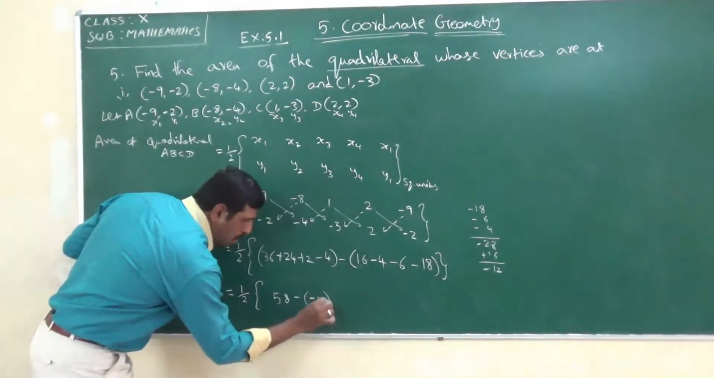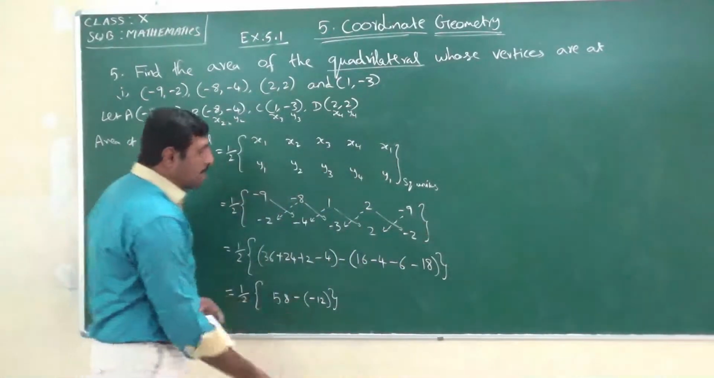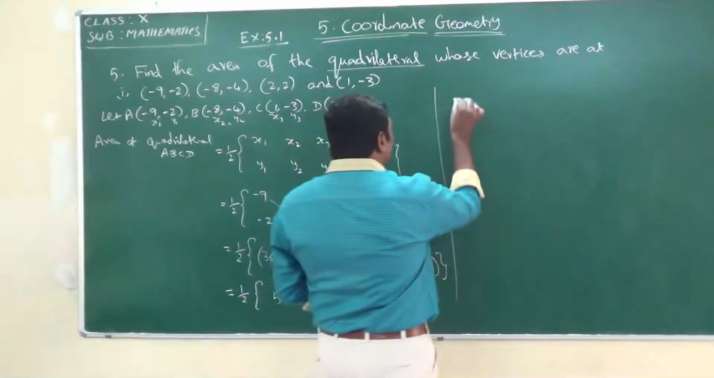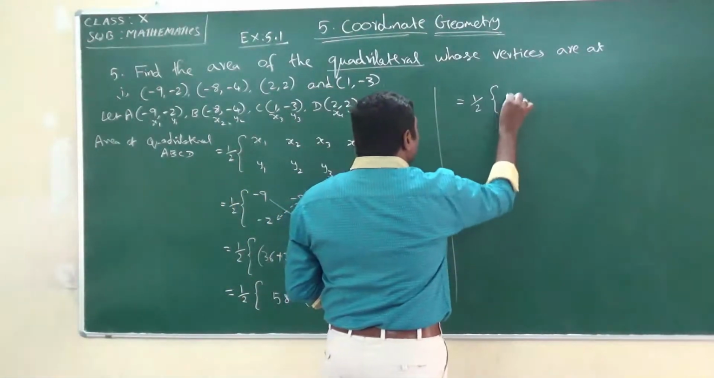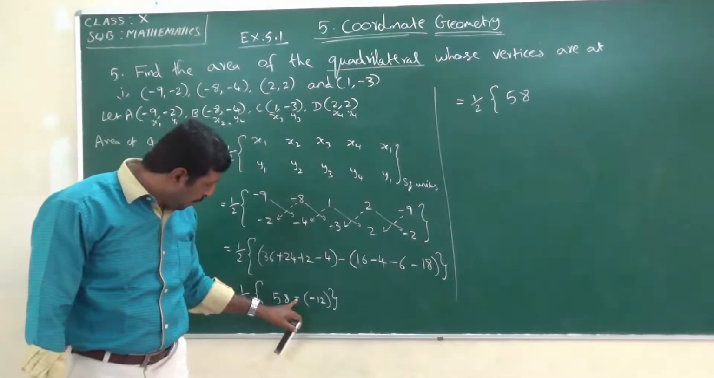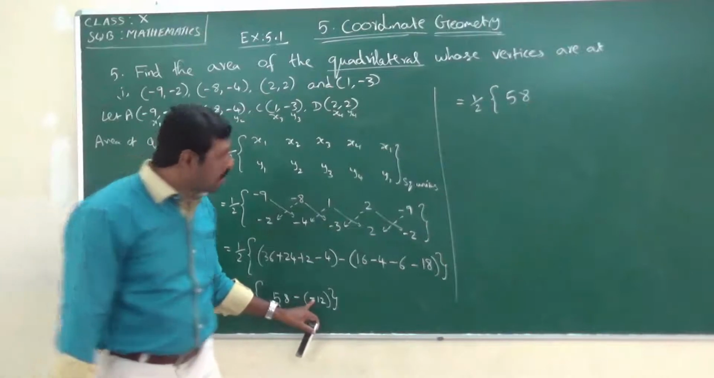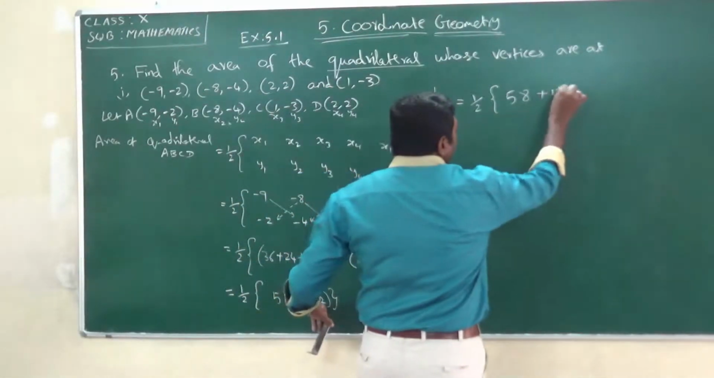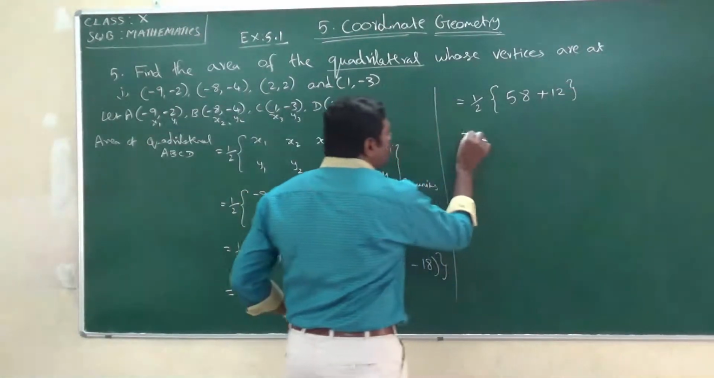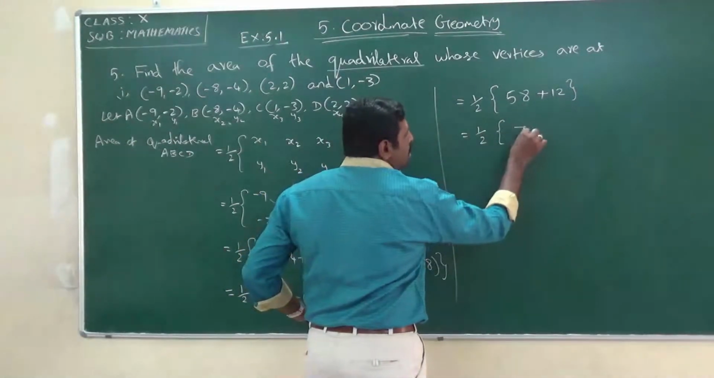Now remove this bracket. Here we get half into 58. When you remove this bracket, we get minus into minus. First we have to multiply the symbol. Minus into minus is plus 12. So the sum of this value is equal to 1 by 2 into 58 plus 12, which is 70.